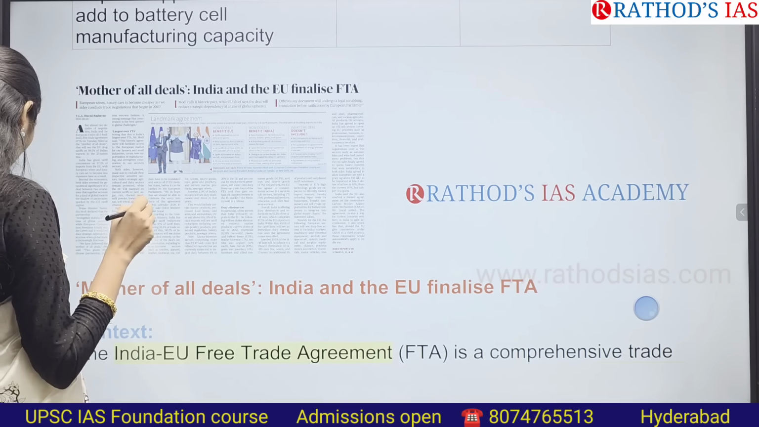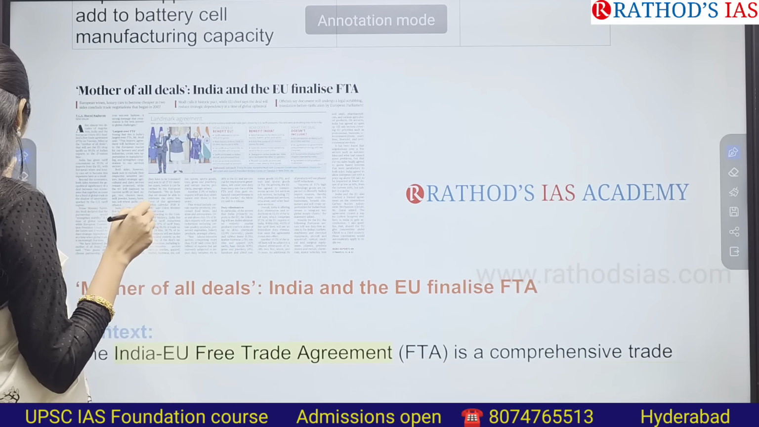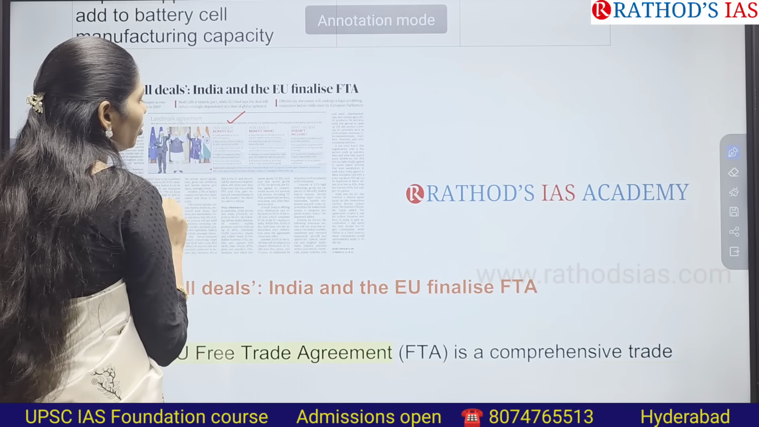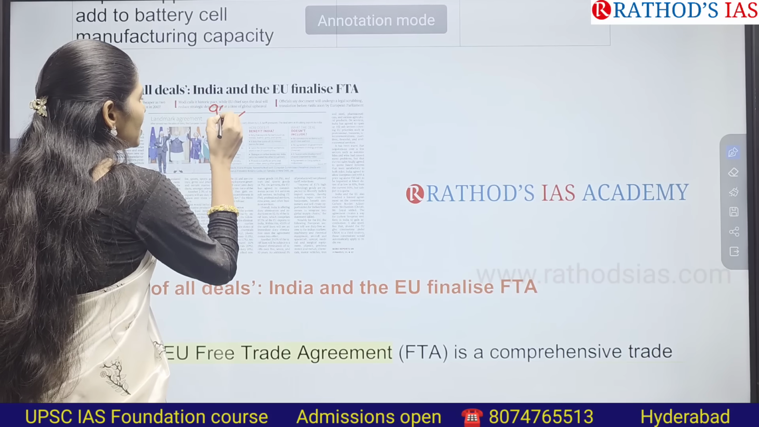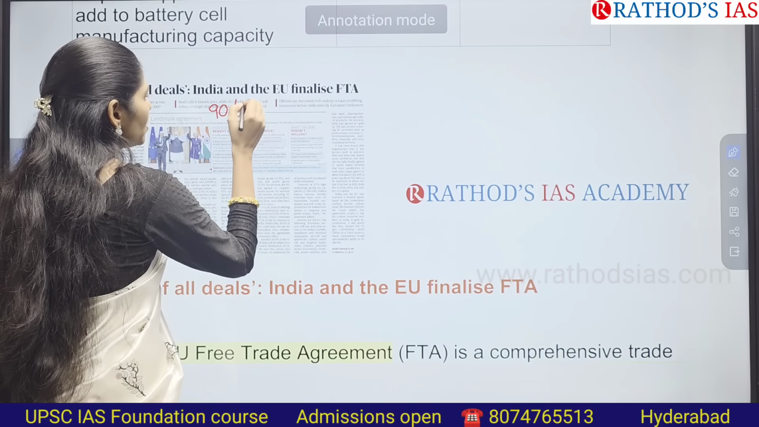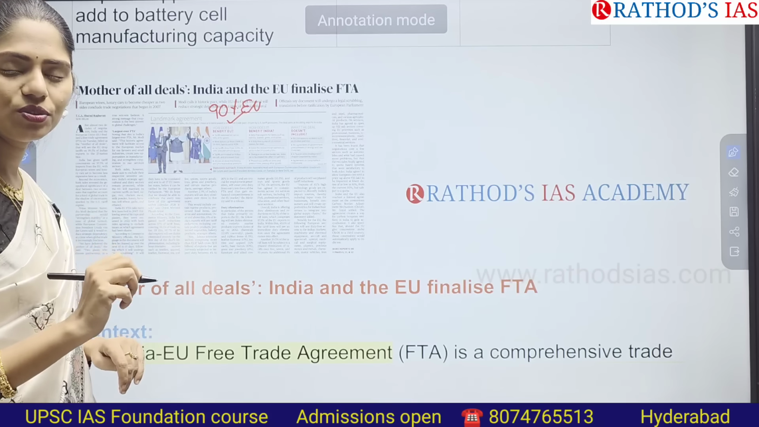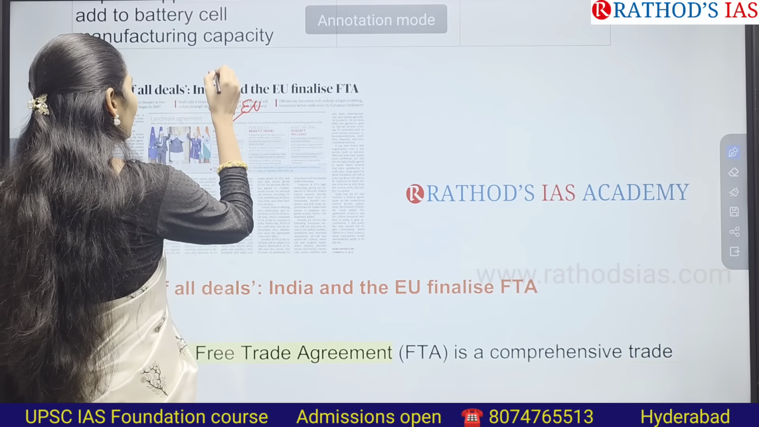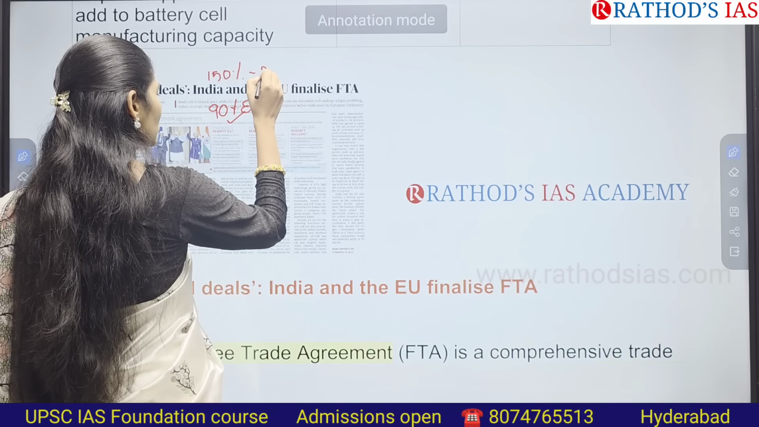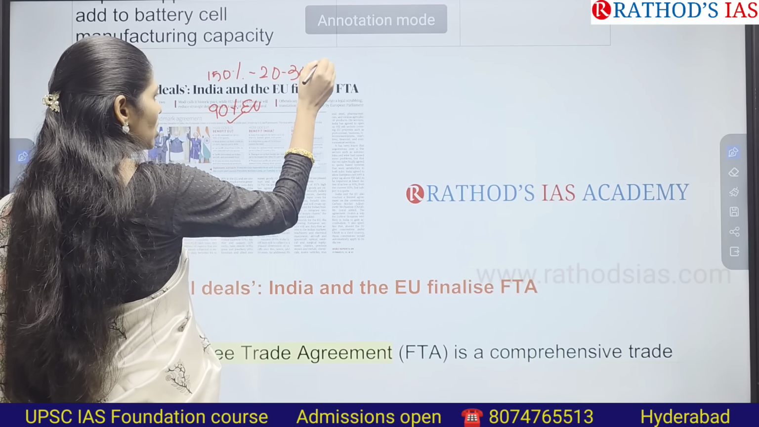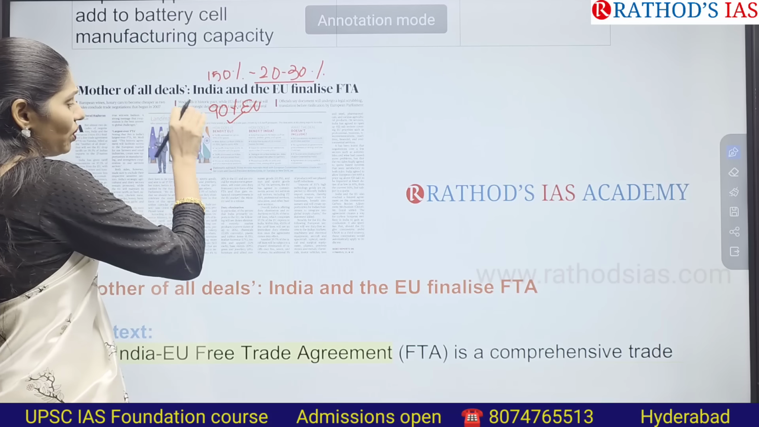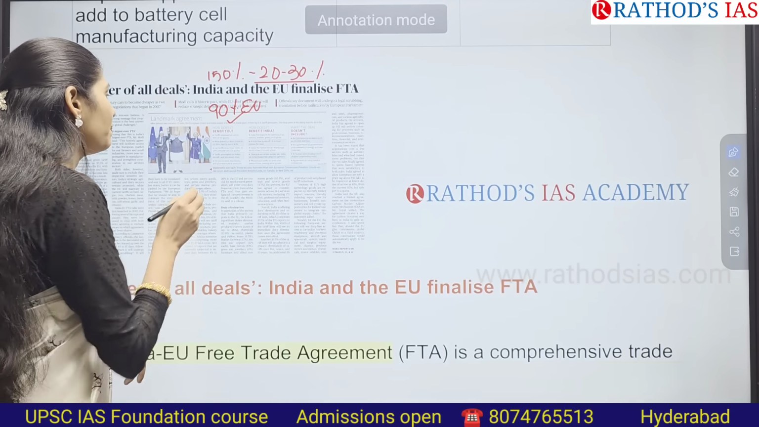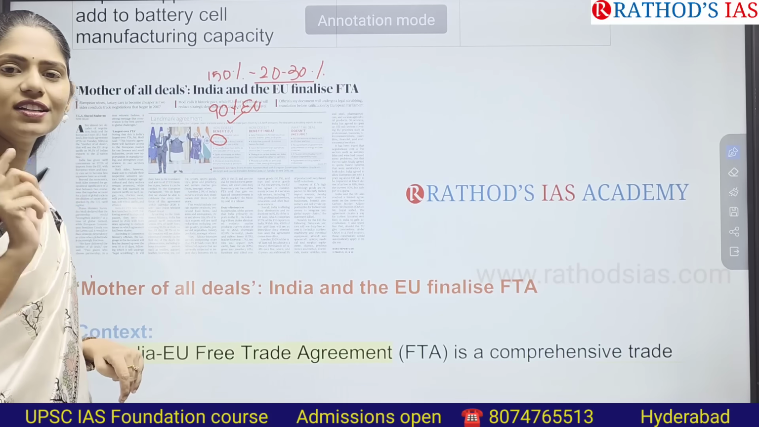This infographic is saying how it is going to benefit the European Union. If you see this, tariff removed or cut on 90% of European Union goods. On this 90% of European goods, now there is no tariff. And next, wine duties have been cut from 150% to 20 to 30%, a very high rate of reduction of tariff on wine. From now onwards, the wine cost will decrease in India.